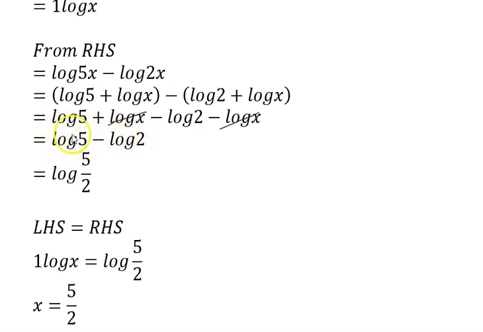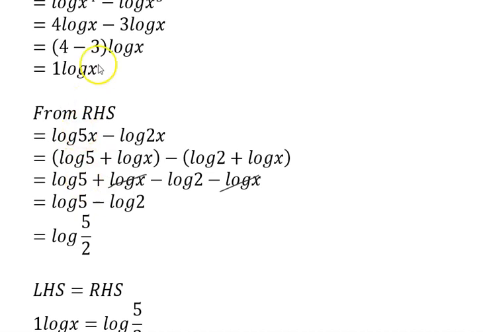So we have log A minus log B will give us what? Log A over B. The same thing. Log 5 minus log 2 will give us what? Log 5 over 2. So we've been able to apply those laws. So on our left hand side we have 1 log x, or you can say log x, and on our right hand side we have log 5 over 2.